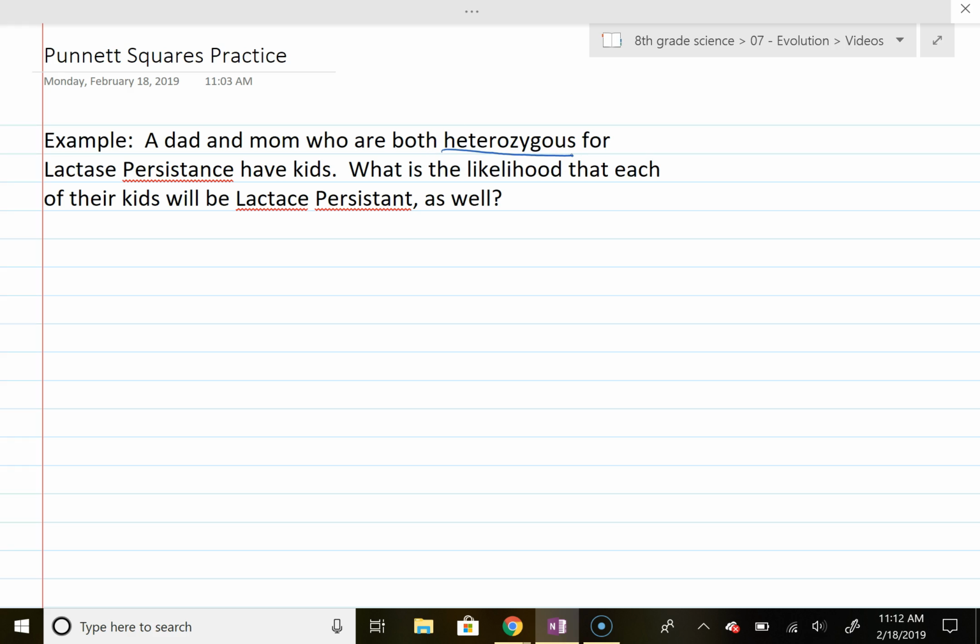Heterozygous means that they each have one copy of the dominant trait and one copy of the recessive trait. So I'm just going to start by writing out for mom. For lactase persistence, on my sheet it says we're using L's. So I'll do a capital L, and my lowercase L's I always worry they look like ones, so I'm just going to do a script L, or a cursive L for that. And then for dad, we'll have the same thing. Capital L and a lowercase l.